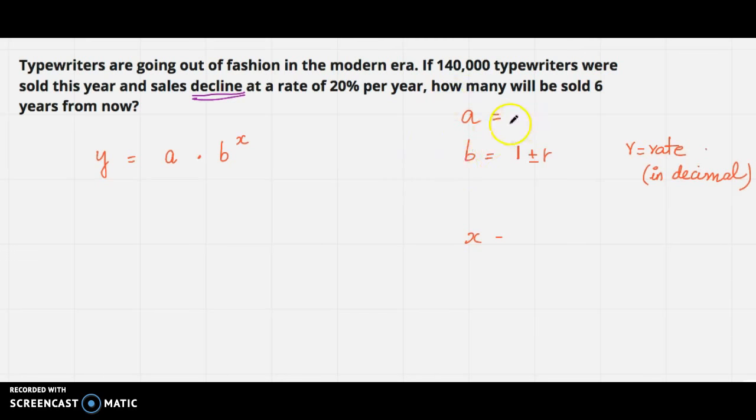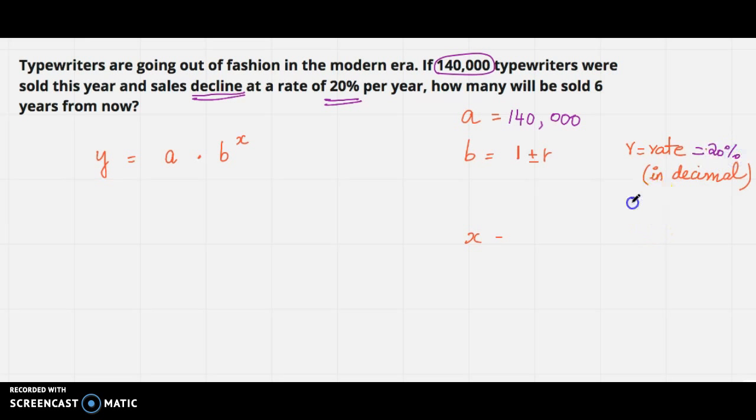All right. So as we read, we know we began with 140,000 typewriters. So our initial number A is 140,000. Since it's decay, here instead of saying it doubles, triples, or becomes half, they gave you the rate as a percent, right? So when the rate is given as a percent, B becomes 1 plus or minus the rate, and the rate must be written as a decimal. Here the rate is given as 20%.